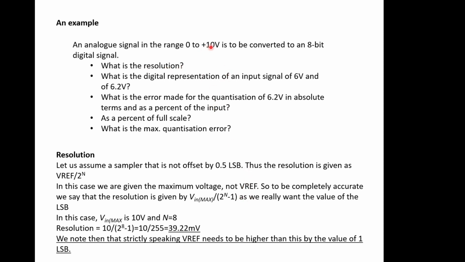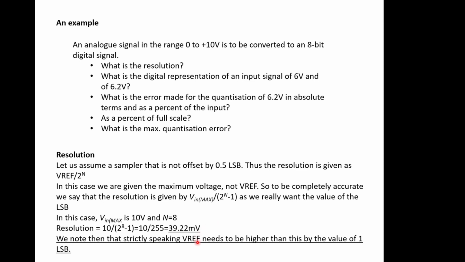And then we've got the maximum value of the signal that we're expected to deal with in this system. So we put the numbers in. We've got V in max is 10, and we've got n equals 8 because it's told us that in the question. Put into the equation for this here, and we end up with a resolution of 39.22 millivolts. So that's the minimum change in signal that you need to make the converter change its output by 1.